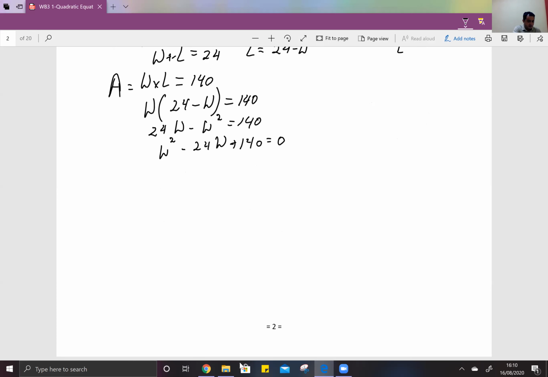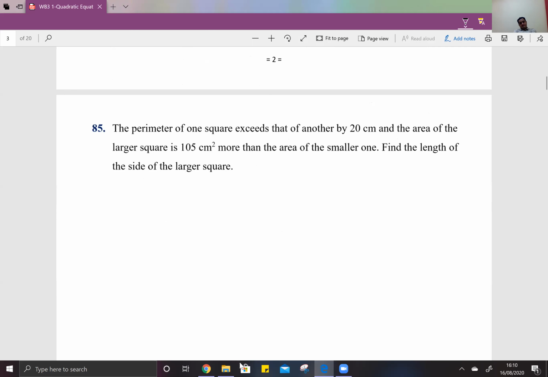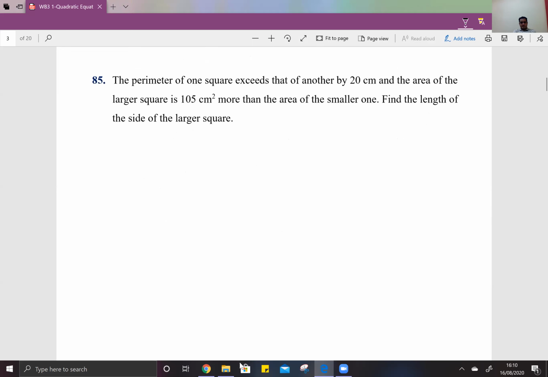Let's move to the next question, 85. The perimeter of one square exceeds that of another by 20 centimeters, and the area of the larger square is 105 centimeters squared more than the area of the smaller one. Find the length of the side of the larger square.